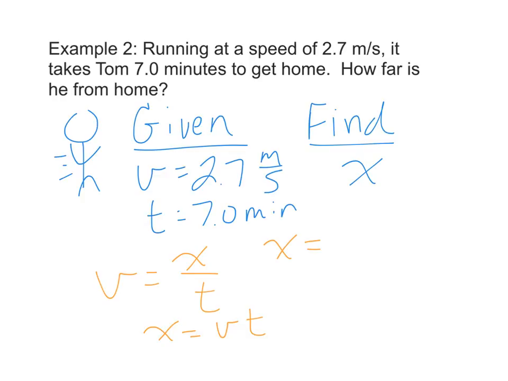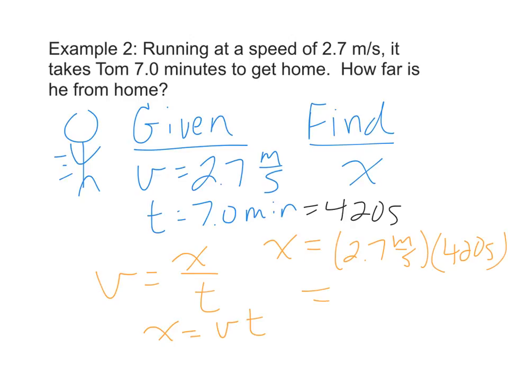So 7 minutes, there are 60 seconds in 1 minute, so 7 times 60 is 420. So this would be equal to 420 seconds. So therefore x equals the speed, 2.7 meters per second, times time, 420 seconds, which equals 1,134 meters. So how far is Tom from home? With 2 sig figs, Tom is about 1,100 meters.